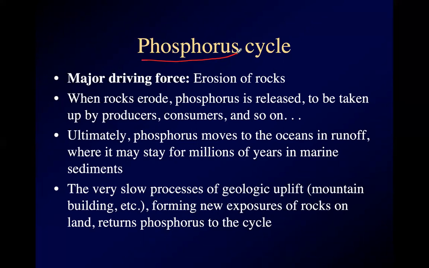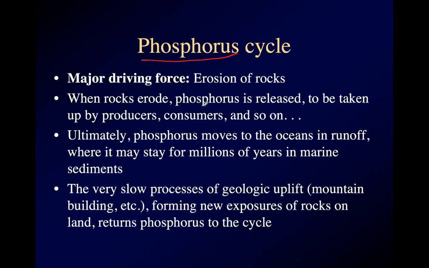Phosphorus moves to the oceans, and it might stay there for millions of years in the layers of mud and sand on the bottom of the ocean, the marine sediments. And then very slow processes of geological uplift, the forces in the Earth's crust that build mountains, may, given millions of years, turn those marine sediments into rock, lift them into the air, creating new mountain ranges, forming new exposures of rock, and then that rock will erode again, and the cycle goes on and on and on.